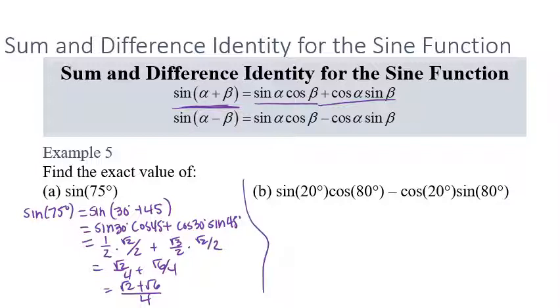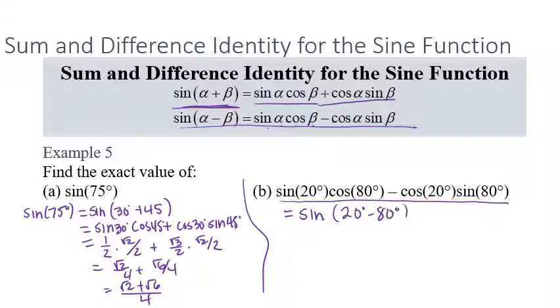Same thing here. When I look at this, you can see that this matches up with this difference formula. The sine of 20 times the cosine of 80 minus the cosine of 20 times the sine of 80. So this I can rewrite as the sine of 20 minus 80, which gives me the sine of negative 60 degrees. Okay, so negative 60 degrees is going to put me in quadrant 4, so sine is negative there. You look at your little chart, the sine of 60 degrees is root 3/2. So it's negative square root of 3/2.